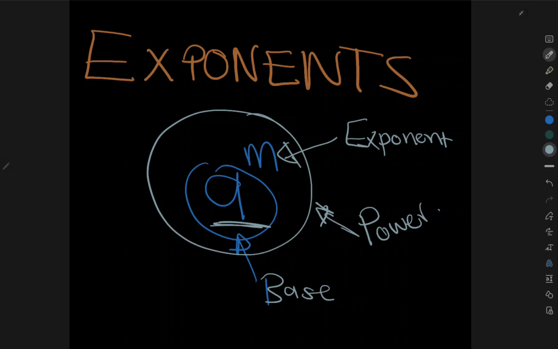So how we normally call this out, we'll say a, the base, to the power of m, the exponent. So that's basically it when it comes to the anatomy of an exponent. You'll hear me saying that a lot, so I just really wanted you to understand what I'm saying before we talk about the laws of exponents.